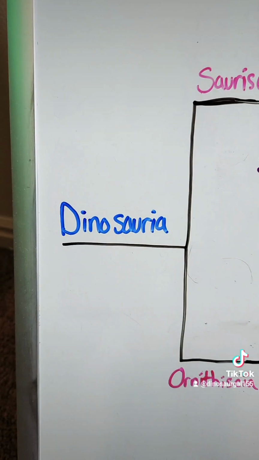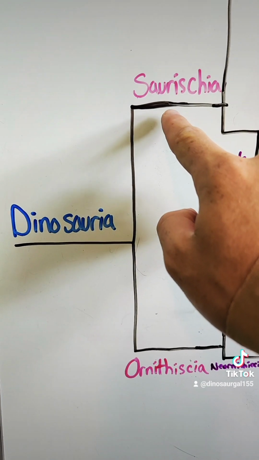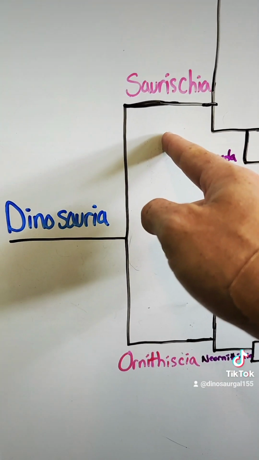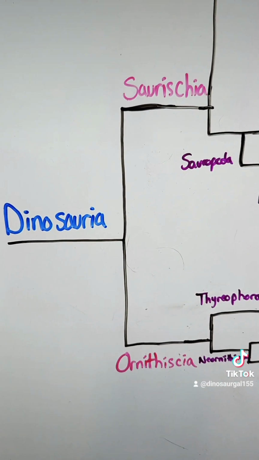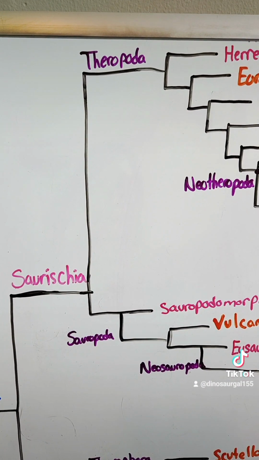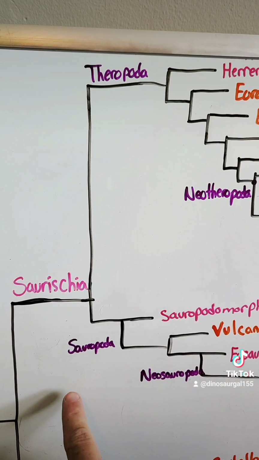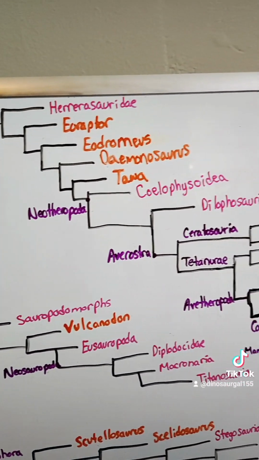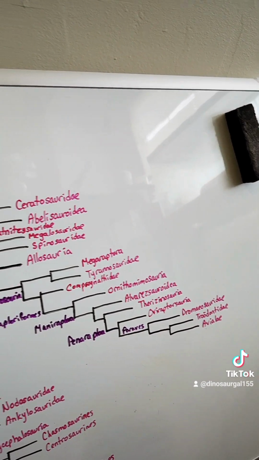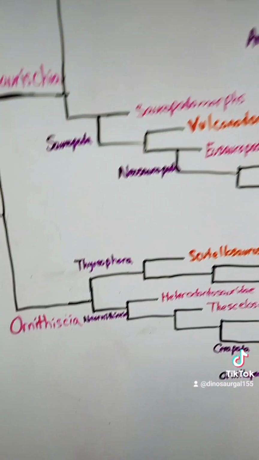Dinosauria. So Dinosauria, that's our dinosaurs. We can start by splitting dinosaurs into Saurischia and Ornithischia. So that's our lizard-hipped and our bird-hipped dinosaurs. We can split Saurischia up into Theropoda and Sauropoda, so that's our meat eaters and our long-necked dinosaurs. And as you can see, you can break that up even more into other families. I will not go into detail in this video. We can do it in a different one.